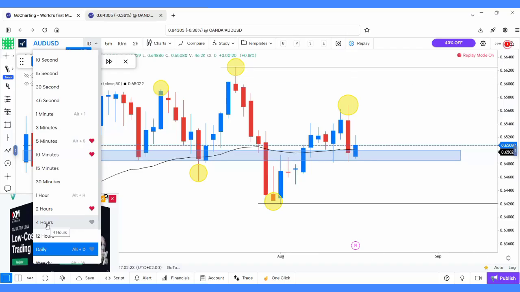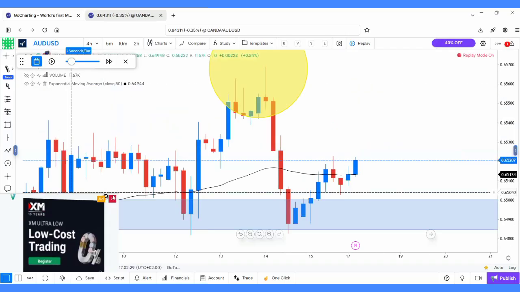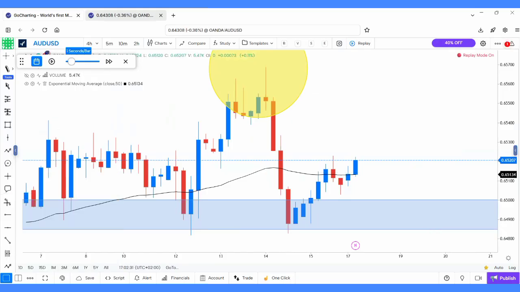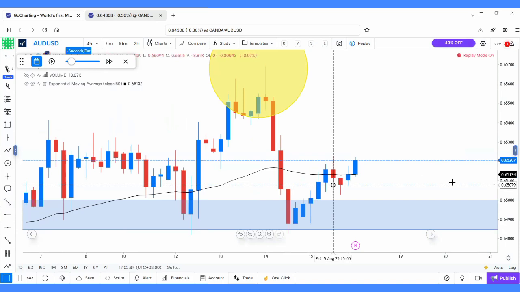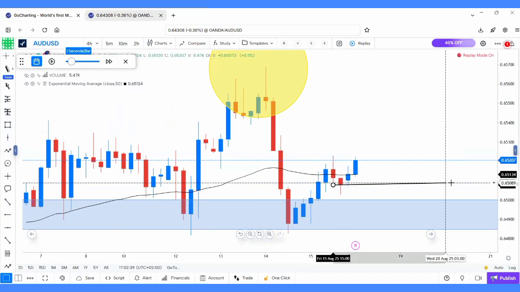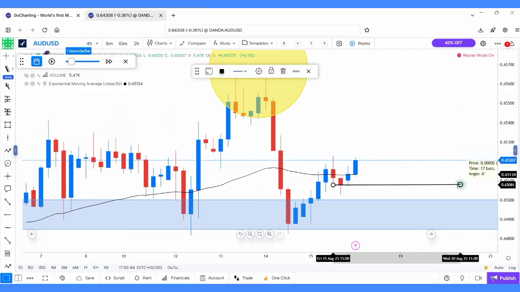So let's just continue. I'll show you guys, do not worry. Usually I mark over here because wherever the daily candle starts, when it reaches this level, it will be bearish already.